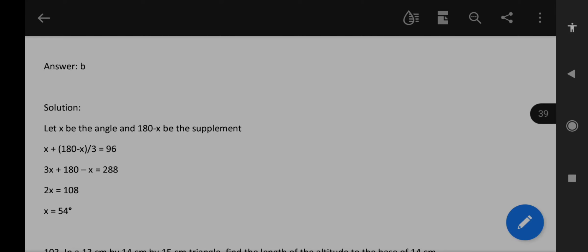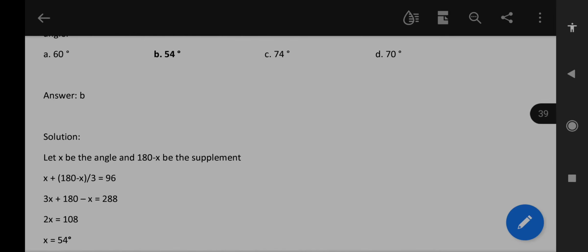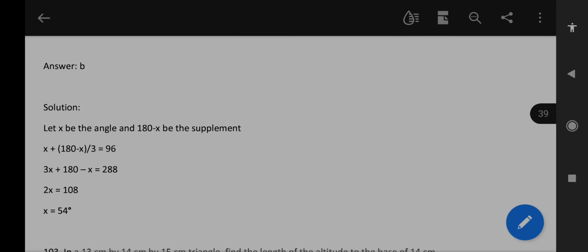Yung x daw, magiging angle, tapos yung 180 minus x, syempre, alam naman natin na supplement or supplementary angle kapag involve ang 180 degrees. So, therefore, x plus the quantity of 180 minus x over 3 ay magiging equal sa 96. And, syempre, distribute mo yung mga sign conventions. Kaya, mangyari dyan, magiging 3x plus 180 minus x is equals to 288.